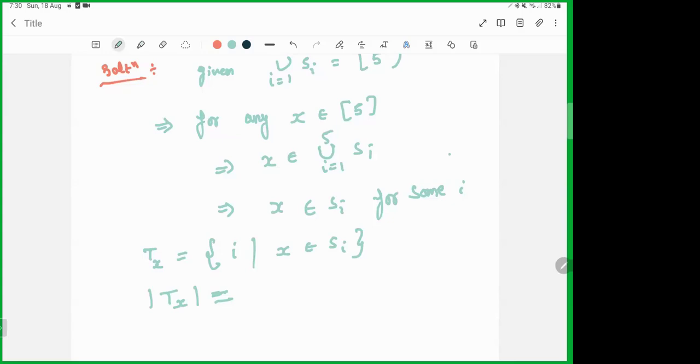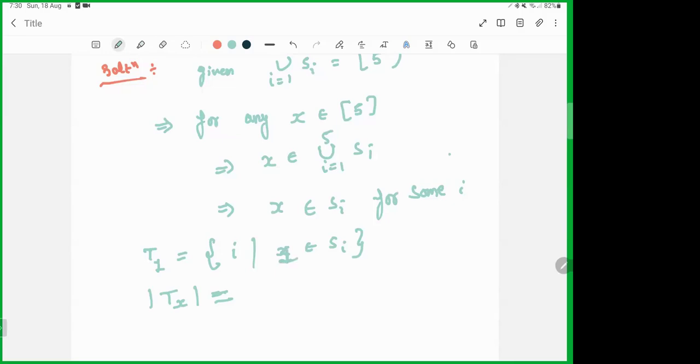Let's start with one. T1. T1 is the collection of i such that one belongs to Si. So what can the cardinality of T1 be? It can be the empty set, right? T1. Okay.